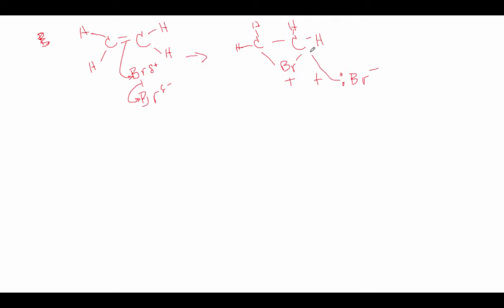The next step is this bromide, the unshared pair of electrons going to the carbon, and then we'll end up with the 1,2-dibromoethane.